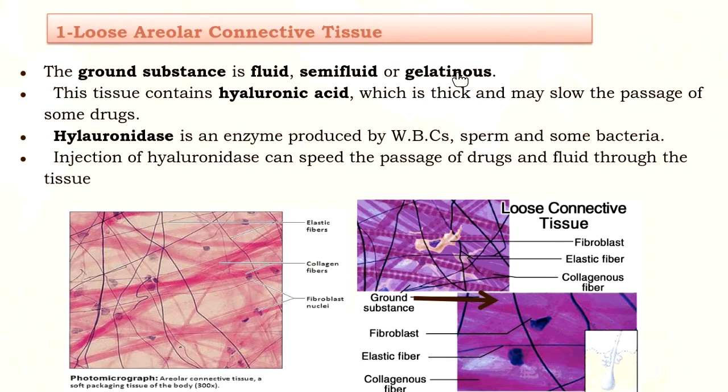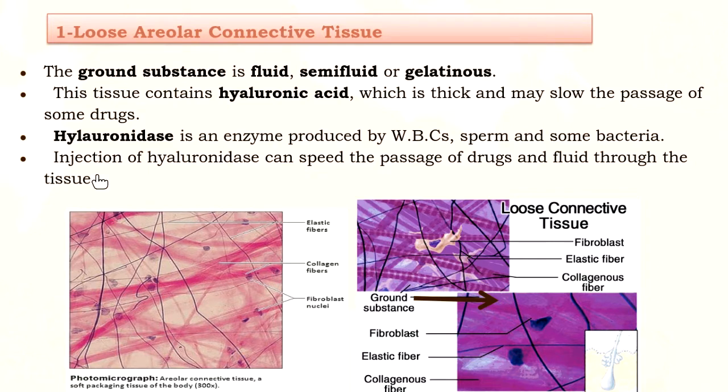This tissue contains hyaluronic acid, which is thick and may slow the passage of some drugs. Hyaluronidase is an enzyme produced by WBCs, that is white blood cell corpuscles, sperms, and some kinds of bacteria. Injection of hyaluronidase can speed the passage of drugs through the tissue.